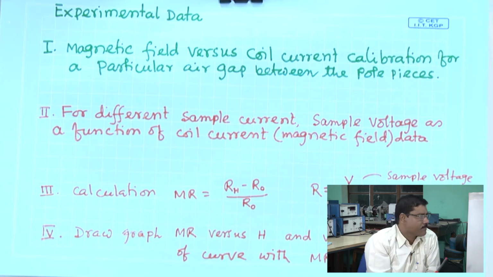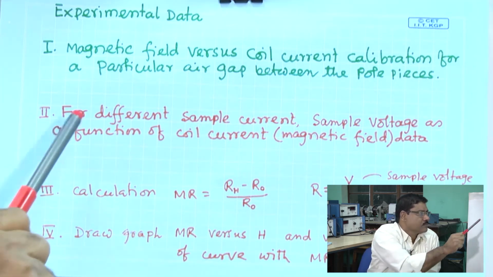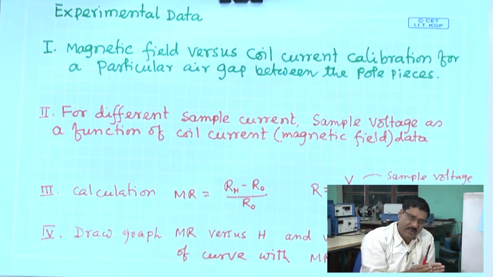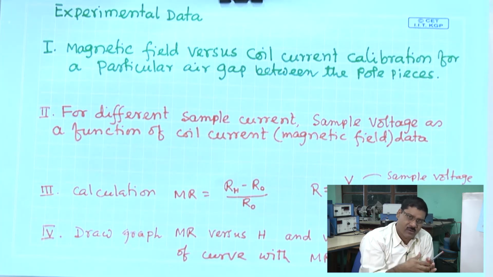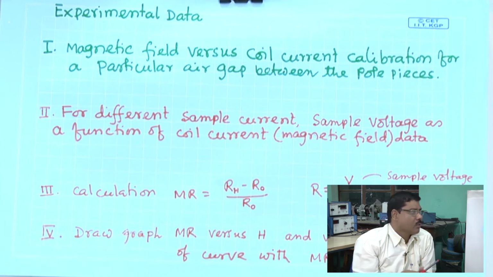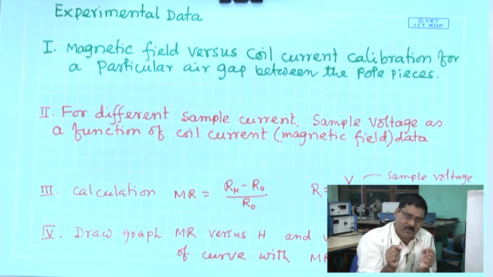Now, after calibration we will place our sample, we will make 4 connections using the 4 probe method, and with this 4 probe connection we will place the sample between the pole pieces, and then we will do the experiment. We will take data. What data we will take? At different sample currents we will do the experiment.